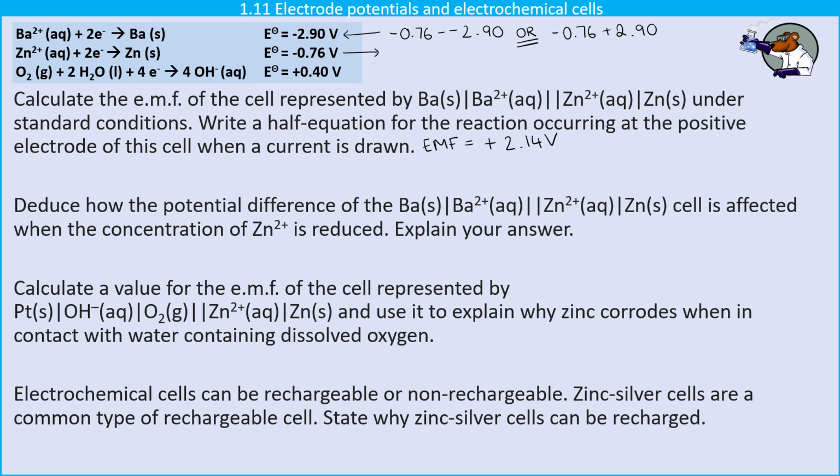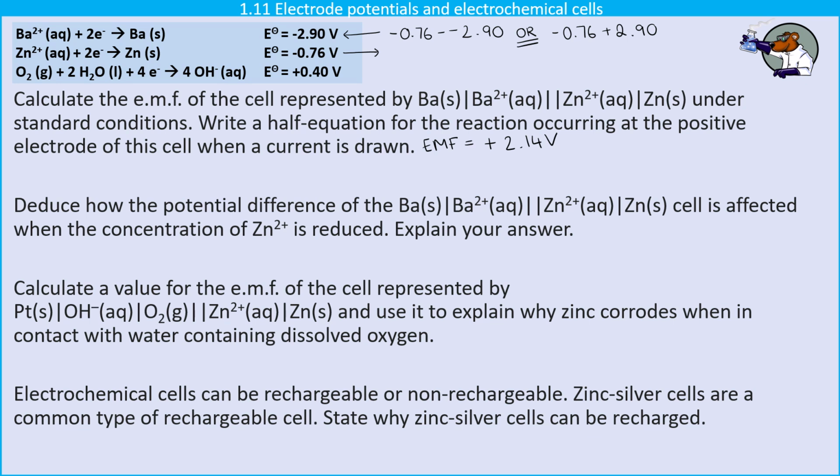Then we need to write a half equation for the reaction occurring at the positive electrode of this cell when a current is being drawn. So the positive electrode, that is the one that is not in the process of receiving electrons. So it's positive because it's given up electrons and they've been taken away from it.